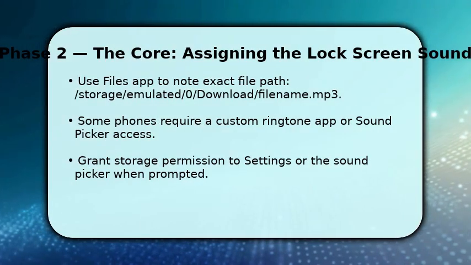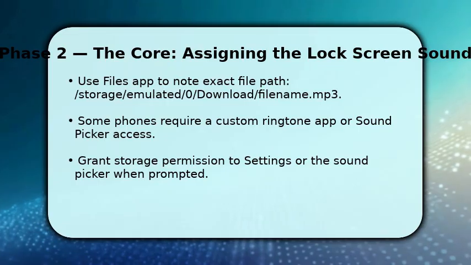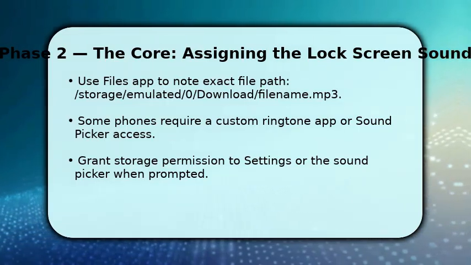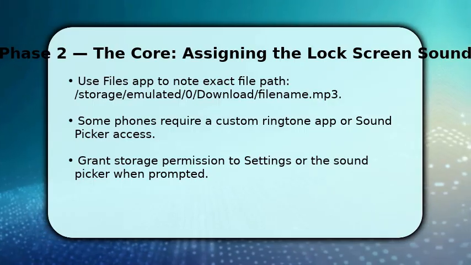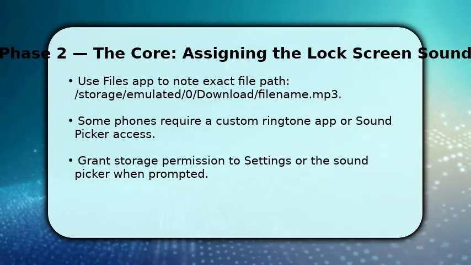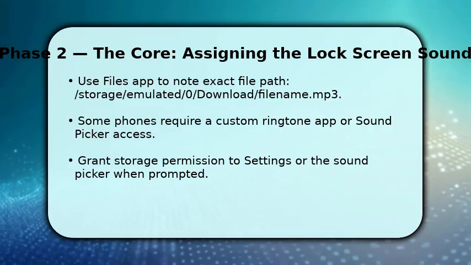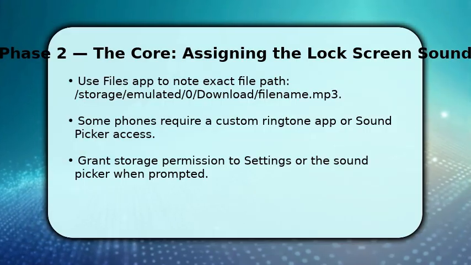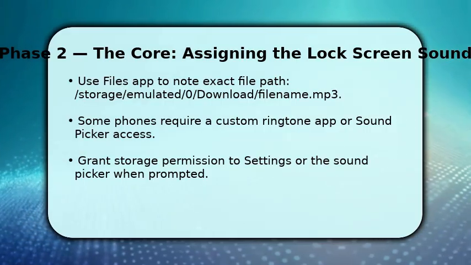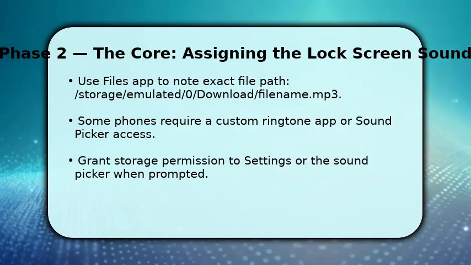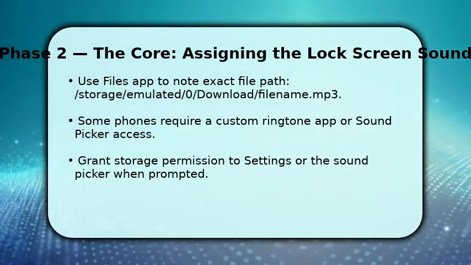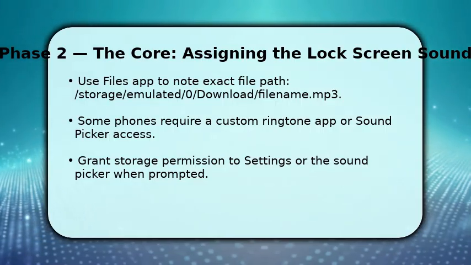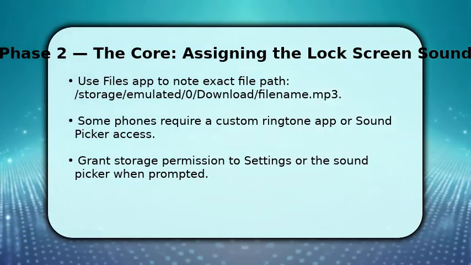Now assign the tone. Navigate to Settings, Sound Advanced or Ringtones and Sounds, then tap the menu to add or choose a custom sound. If your phone uses a sound picker, grant storage permission and select the file path you noted. On manufacturers without direct lock screen options, install a minimal ringtone picker app and set the file as lock screen or default notification, depending on implementation. Once done, verify selection in sound settings and make small adjustments to volume and do not disturb rules.